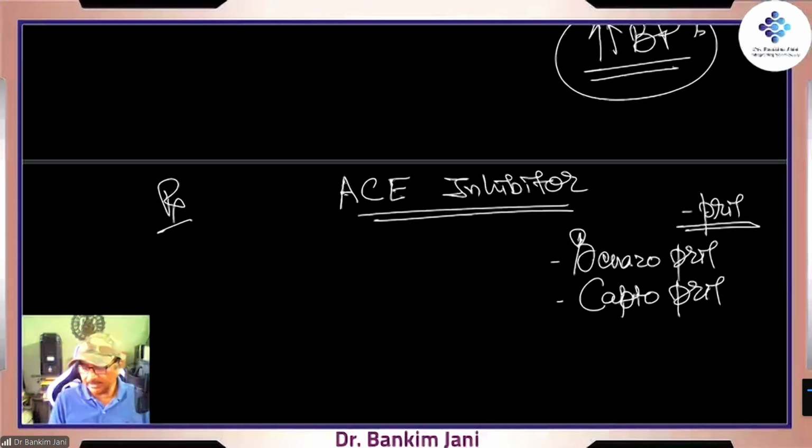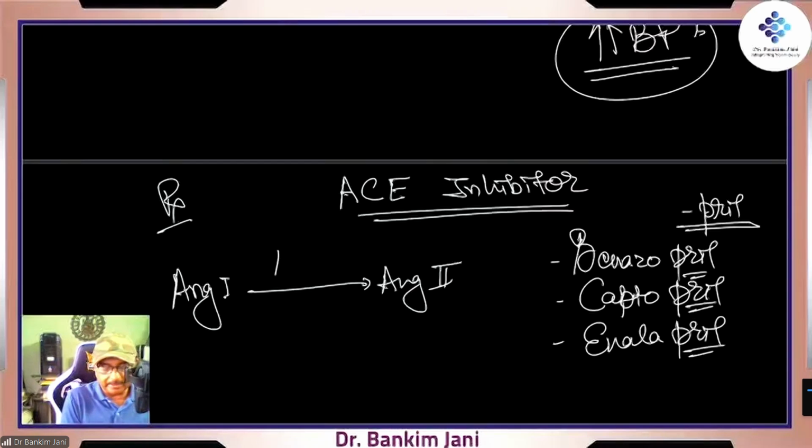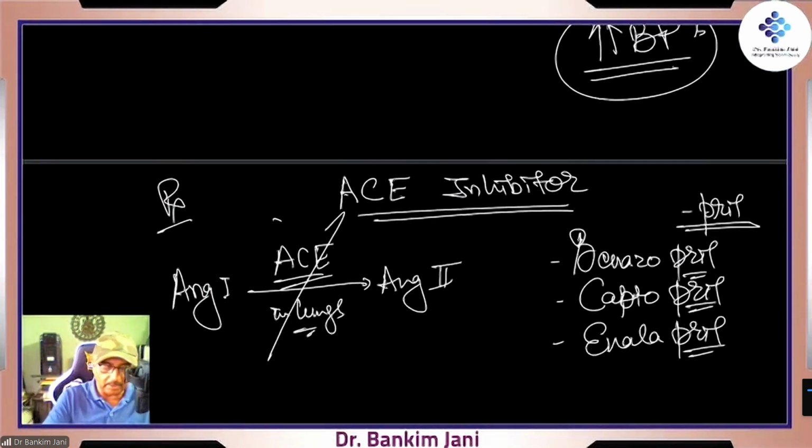Very common things, right? Then, say, this enalapril. Everyone will be ending with pril. This means what they will be doing: angiotensin 1 is getting converted to angiotensin 2 by ACE, angiotensin converting enzyme, in the endothelium of the lungs. Lock it. Don't let this ACE go out.